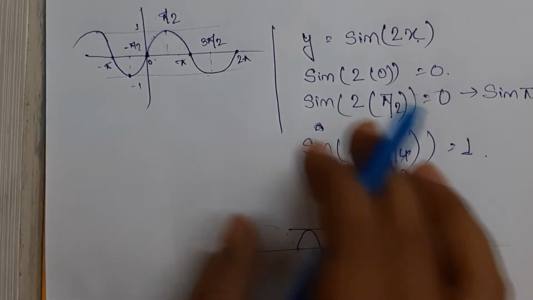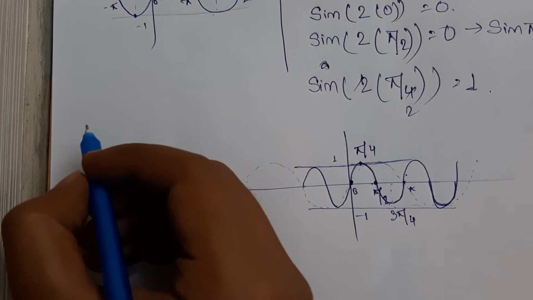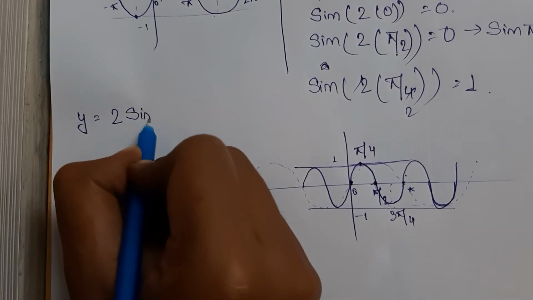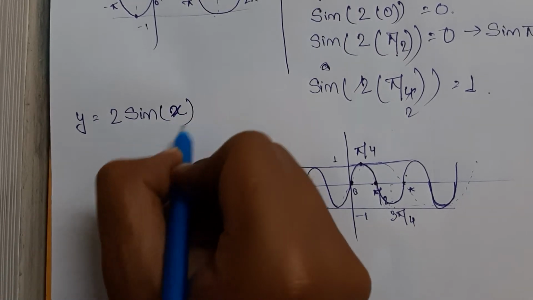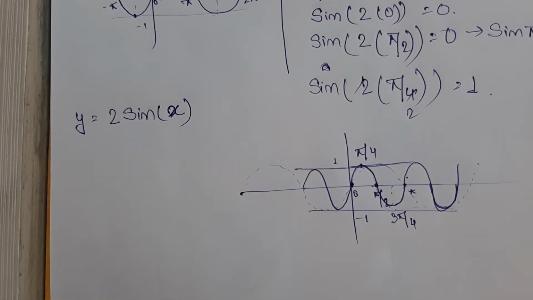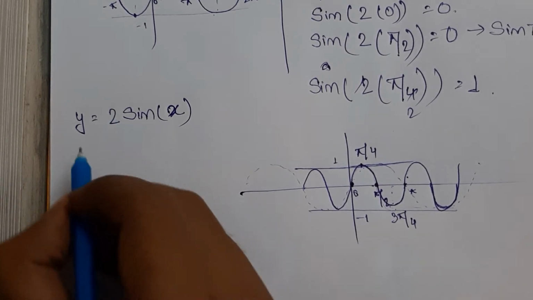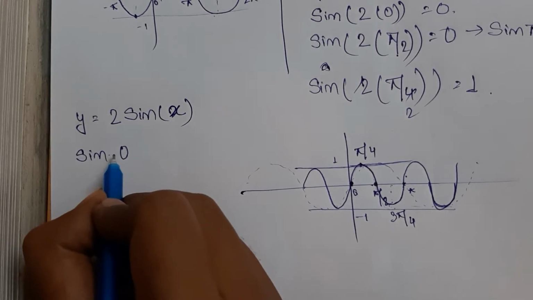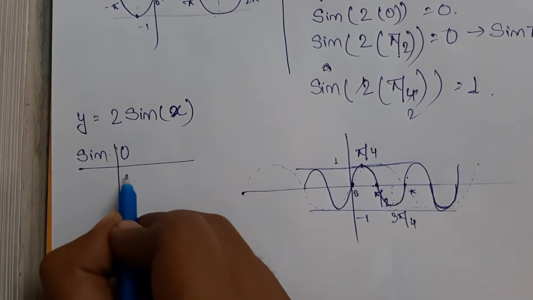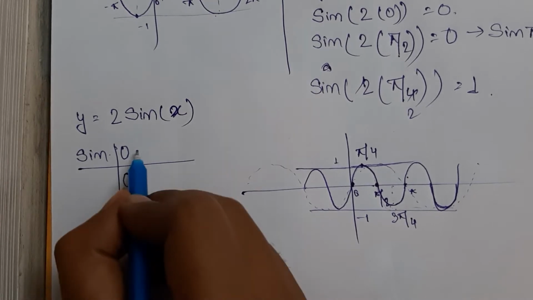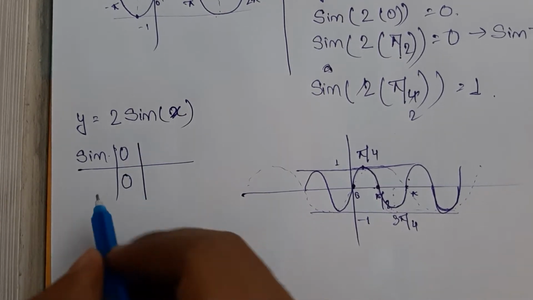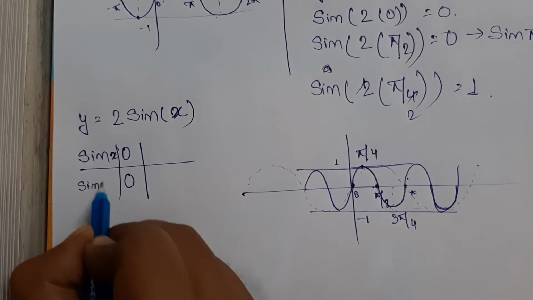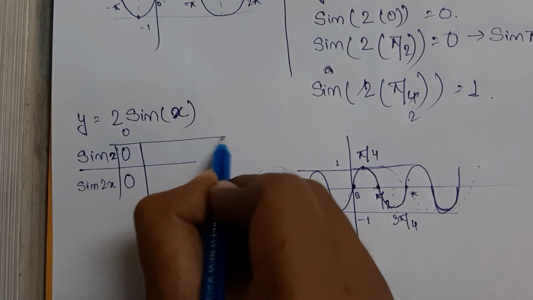now let us see, if it is given like this, what will be the change in the graph now. Here the 2 is not with the angle, right? It is outside sin x. So how will it change? Now see, for sin x, when it was sin 0, it returns 0. For sin 2x, that is 2 sin x, it will also return 0. Now it was for sin x and it is for 2 sin x.